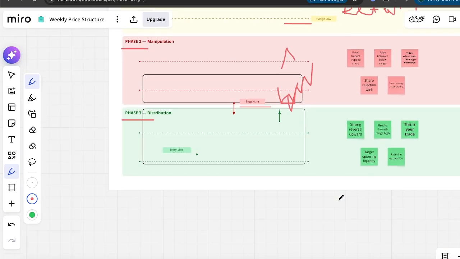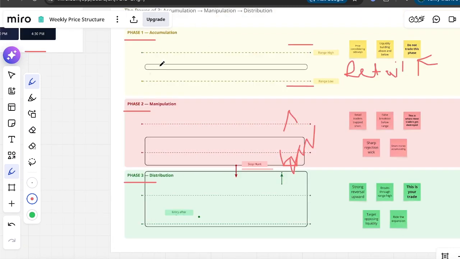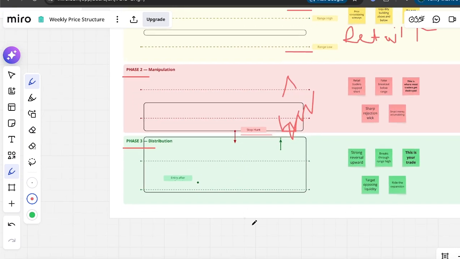So moving on to phase 3, we have after the manipulation sweep, price reverses and delivers the real move. This is the distribution phase. This is where the money is made, and this is your trade. So you are going to ride the expansion and target the opposing side of the accumulation range it formed inside of phase 1. This is the algorithm distributing price after we get this stop, and then we can find an entry somewhere here to then take out the range high, something like this. This is your trade, and this is what we are waiting for.